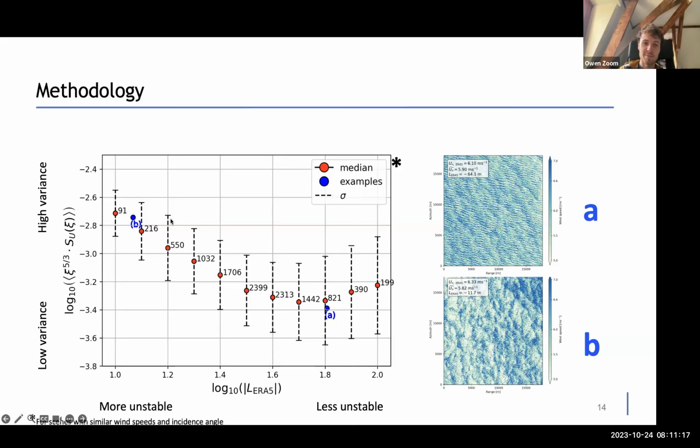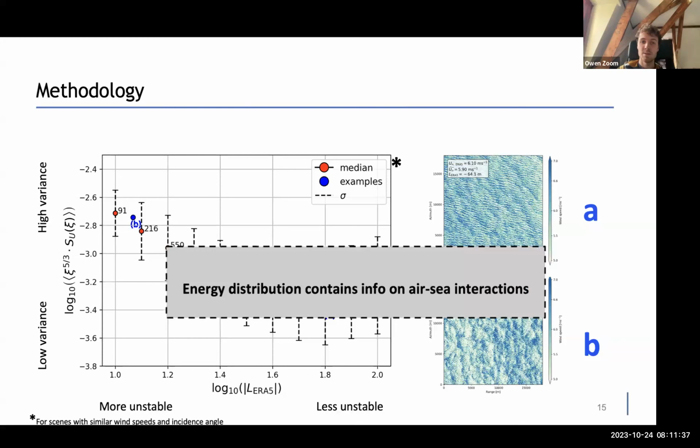But as you might notice, the standard deviation here is quite large, and there's a bit of a bifurcation occurring here at a particular range of Obukhov lengths. So we cannot give an unambiguous estimate of the Obukhov length using this approach, relying only on the spectrum. So the point is, from our spectrum, we can clearly get some information about the air-sea interactions, but not enough.